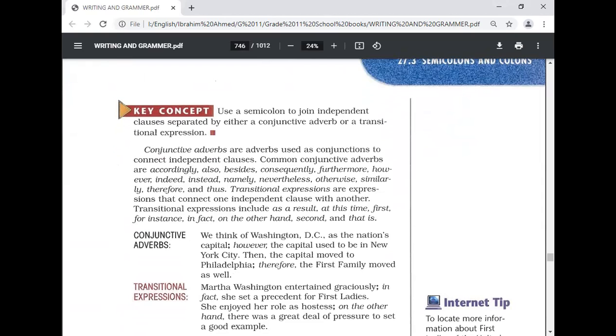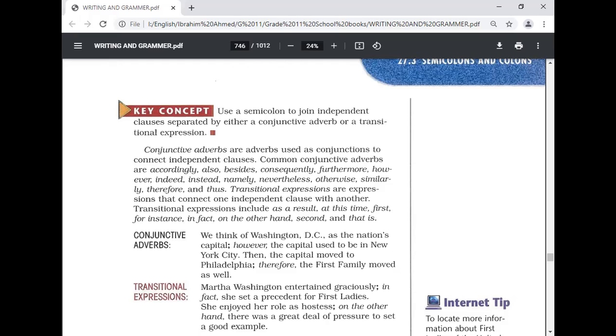Conjunctive adverbs are adverbs used as conjunctions to connect independent clauses. Common conjunctive adverbs are accordingly, also, besides, consequently, furthermore, however, indeed, instead, namely, nevertheless, otherwise, similarly, therefore, and thus. Transitional expressions are expressions that connect one independent clause with another. Transitional expressions include as a result, at this time, first, for instance, in fact, on the other hand, second, and that is.